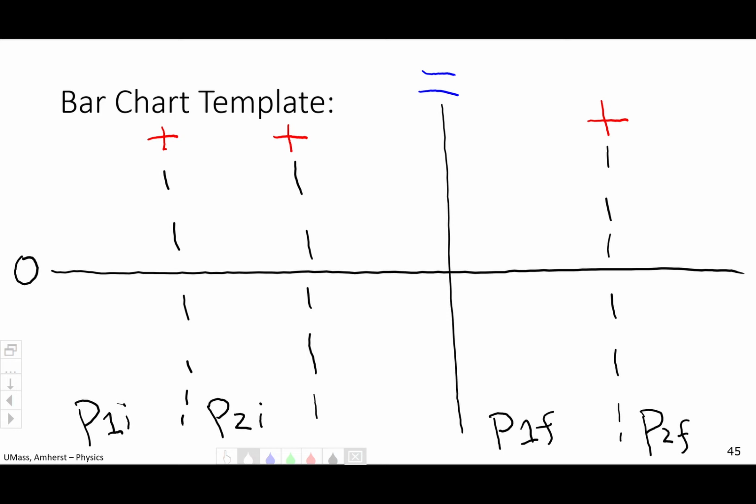That means any bar above that line is positive, any bar below that line is negative. And we could have either. We could have positive or negative momentum. But the dotted lines indicate a plus sign, and the solid vertical line indicates an equals sign. So in general, everything to the left-hand side of the solid line has to equal everything on the right-hand side of the solid line. And when I say all of, I just mean the sum total.